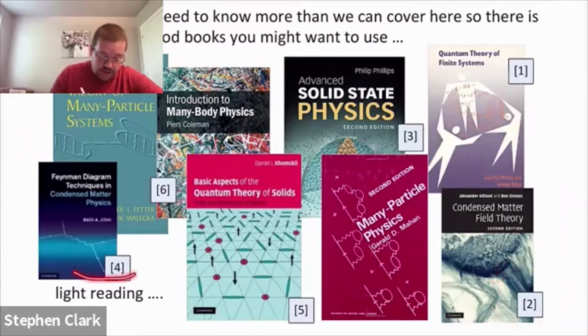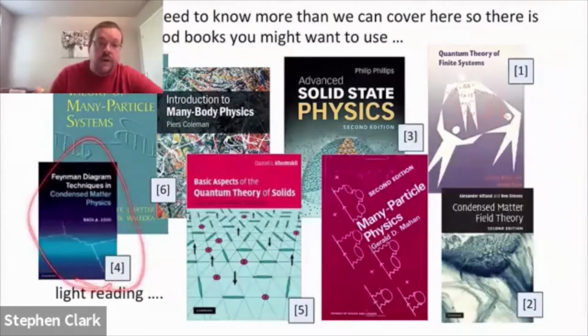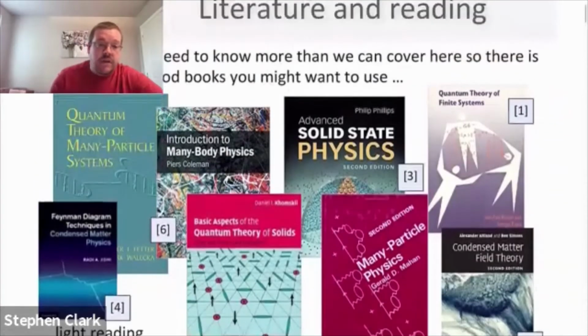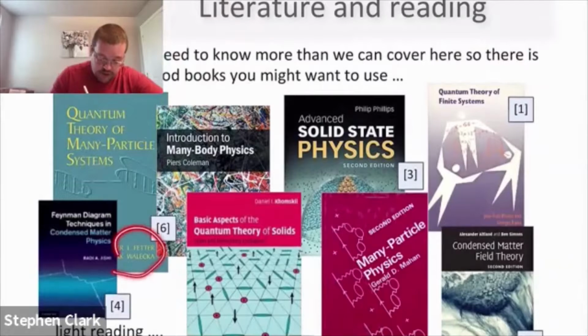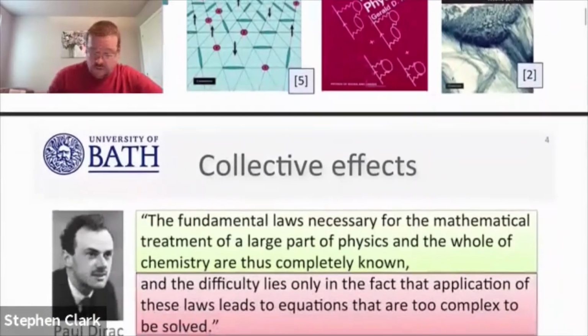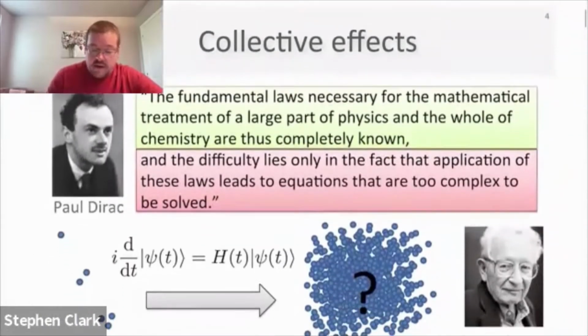There's another book here on Feynman diagram techniques, which I'm not going to talk about much in this course, but if you wanted to know more about it, this is a really nice book for that as well. So these are the kind of standard theoretical condensed matter textbooks. Fetter and Walecka and Mahan are classic texts, but I don't use them too much here, but you might also find them useful.